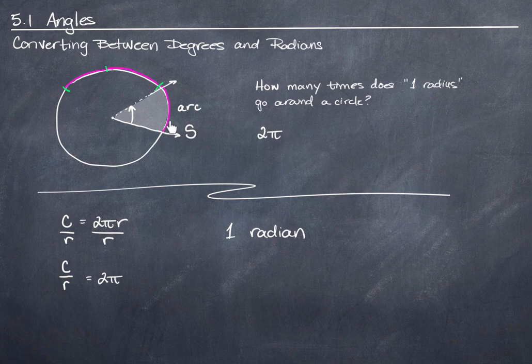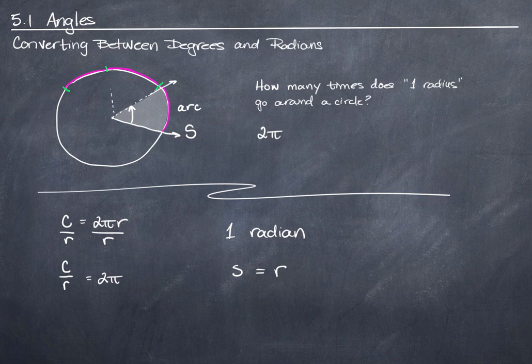Now, we decided we were going to call this arc length S. So for the angle that I have swept out there, I can say that S, the arc length, is equal to the radius because I've got exactly 1 radius length piece of string around the circle. So this length right here, even though it's curved, is the same as this length right here, right? So my S in this case, my arc length, is equal to my radius.